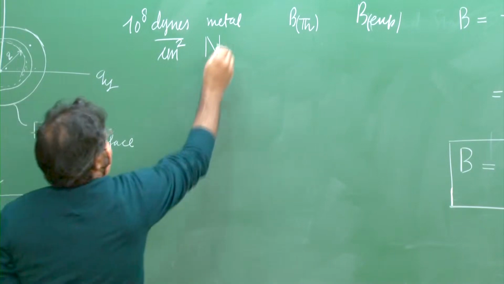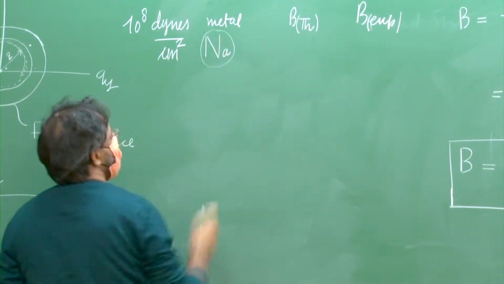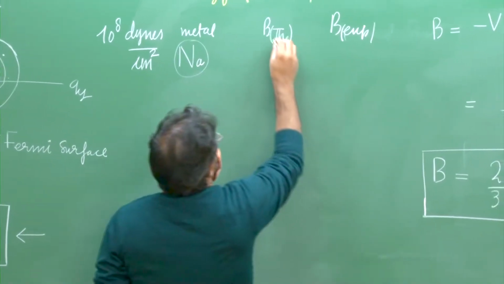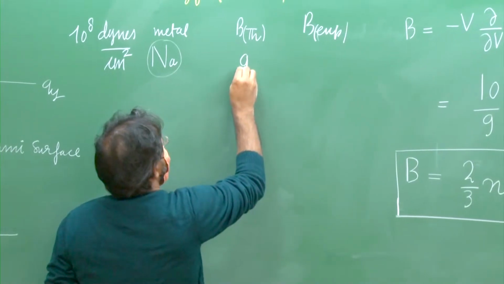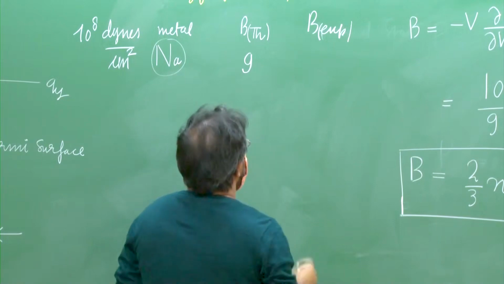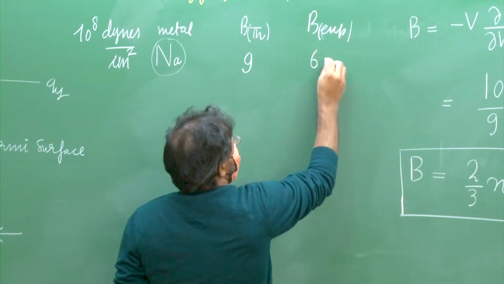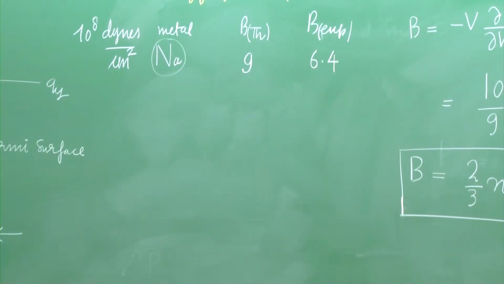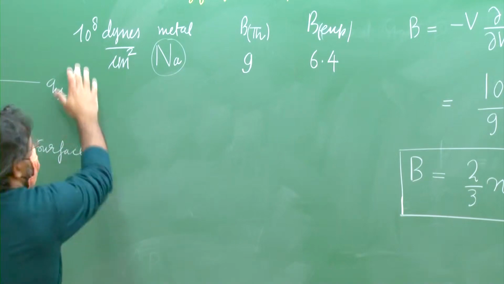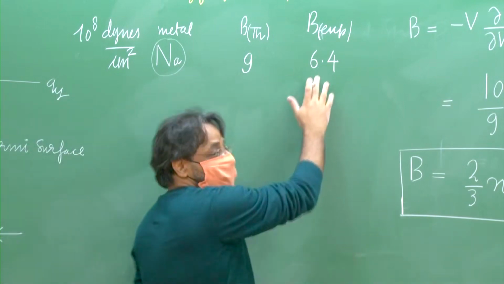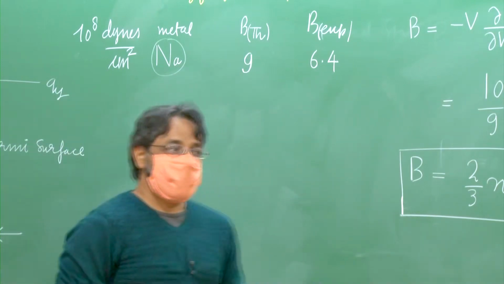So, for sodium metal, one of the classic metals, we always take the example of sodium. For sodium, the free electron model predicts that the value of bulk modulus should be 9 into 10 to the power 8 dynes per centimeter square, and the value that one measures from experiment is close to 6.4. And you would say, wow, there is some overestimation, but not bad, right? Order of magnitude is correct. You are getting 9 into 10 to the power 8. The experimentalist measured 6.4 into 10 to the power 8.